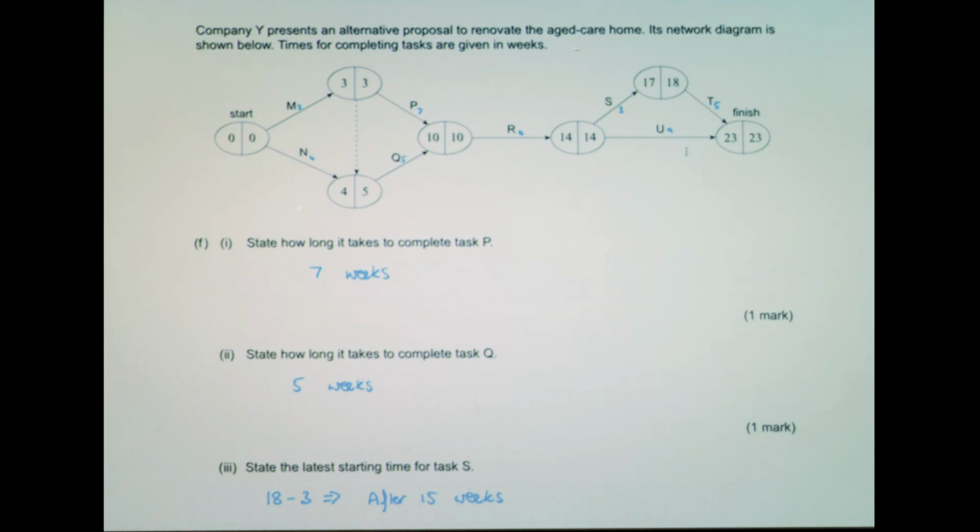These first 2 were completed reasonably well. Part 3 of F was not completed well at all. There, we're looking at the latest starting time for task S, where a lot of students said 14 because they were just reading straight off the diagram. Essentially what they had to do was look at the 18 after task S and then take that 3 off. They actually had to work out that it was the 3 from the forward scan, and the latest starting time in this case would be 15 weeks. As I said, this is a little bit more complex than what students have dealt with in the past.